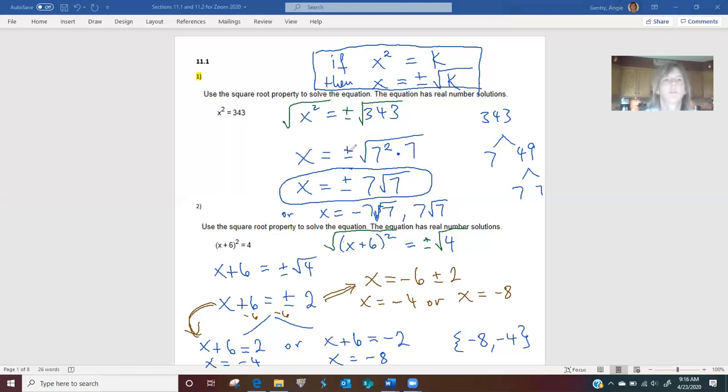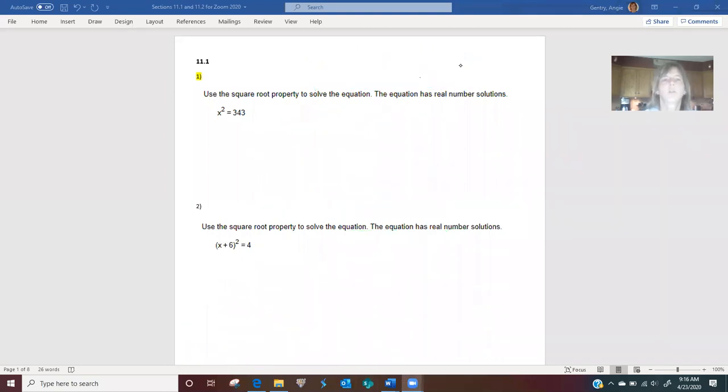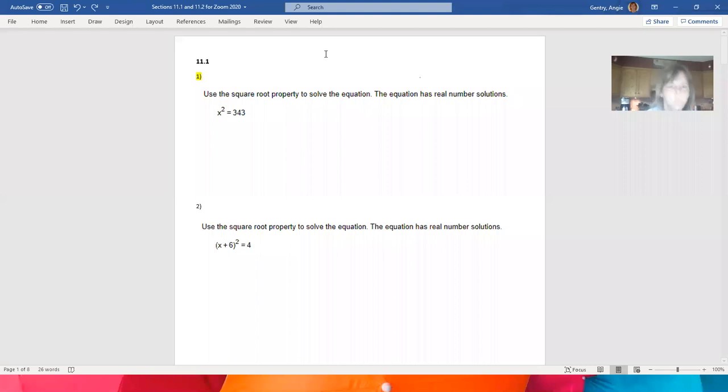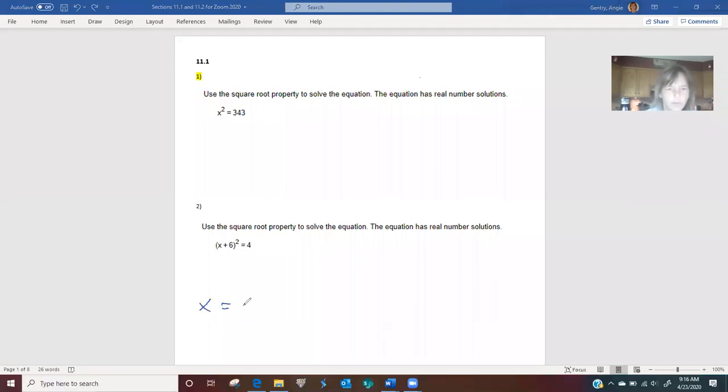So personal preference, there's nothing wrong with either. Oh, I did want to show you how that one checked. So what do we have? Let's look at this real quick. We ended up having x is -8 and -4.